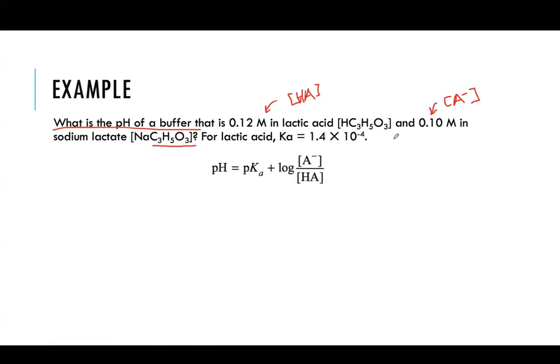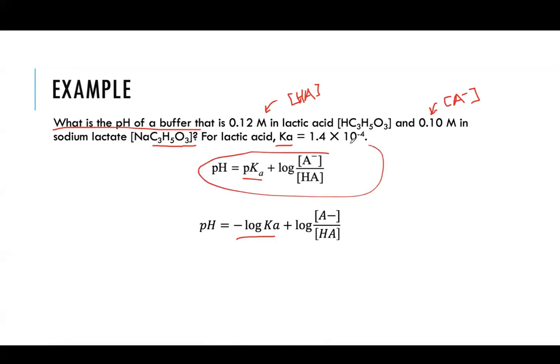Now I can plug that into the pH equation, or the Henderson-Hasselbalch equation. Here I'm going to say that pH equals pKa plus log of A minus over HA, and I can plug all the numbers in. Note that pKa is negative log of Ka, so I can expand pKa to negative log of Ka. Sometimes you're given pKa already, but in this case, I'm just given Ka, so I need to convert Ka to pKa by doing negative log of Ka. This starting equation will be given on the AP exam equation sheet.